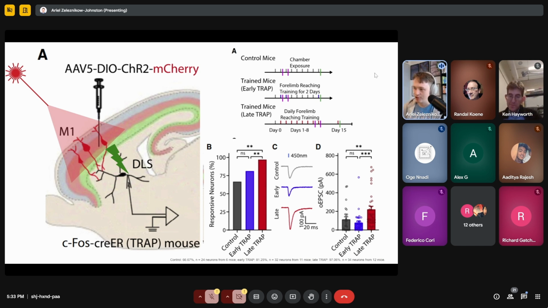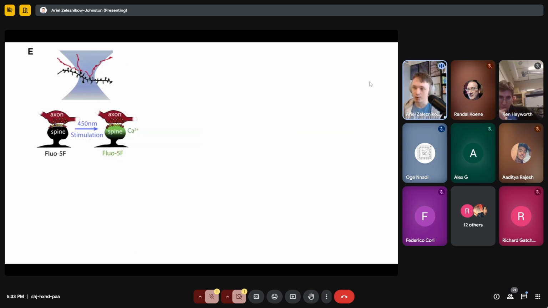Okay, so they've established plasticity in the connection between M1 and DLS, but they want to look at that in more detail. And they want to actually look at the dynamics rather than just the strength of the connections. So they also do some calcium fluorescence imaging.